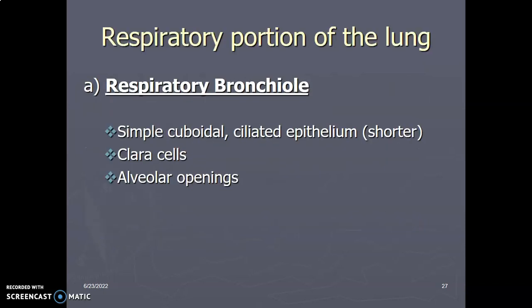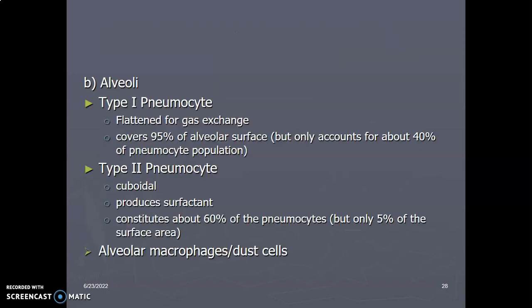So the respiratory bronchioles, remember, from terminal bronchioles to respiratory bronchioles, are lined by simple cuboidal epithelium, and it could be ciliated. There's a presence of Clara cells. These Clara cells produce some surfactant, and we have alveolar openings. So alveoli now open from these respiratory bronchioles via alveolar ducts. We have 2 types of alveolar cells, type 1 and type 2.